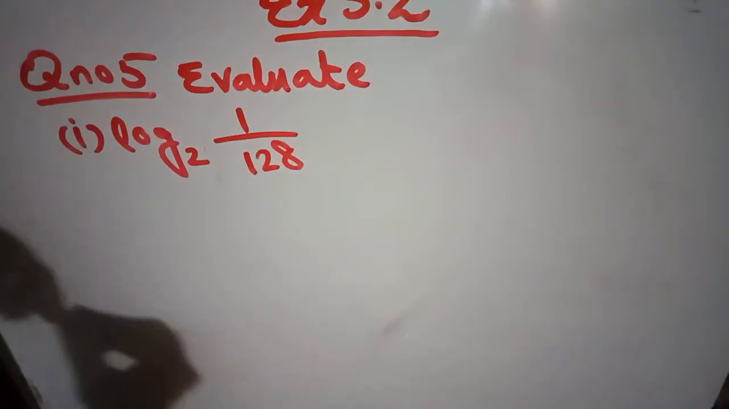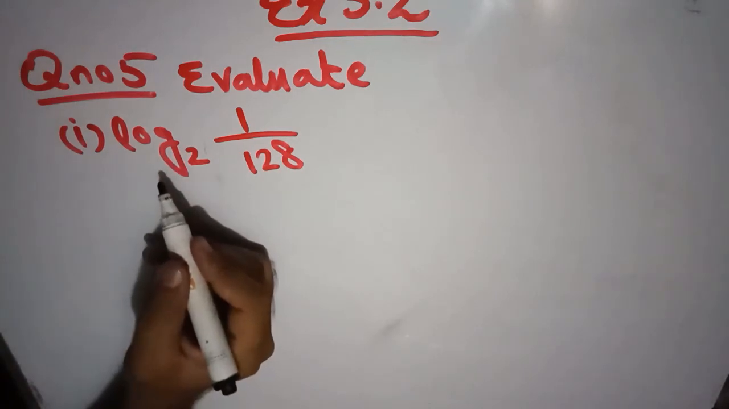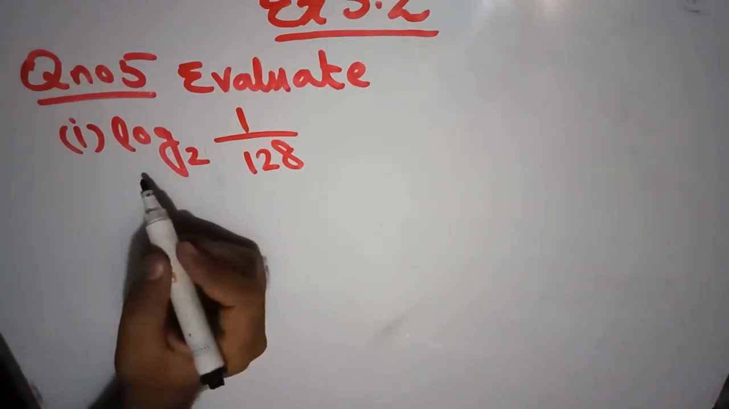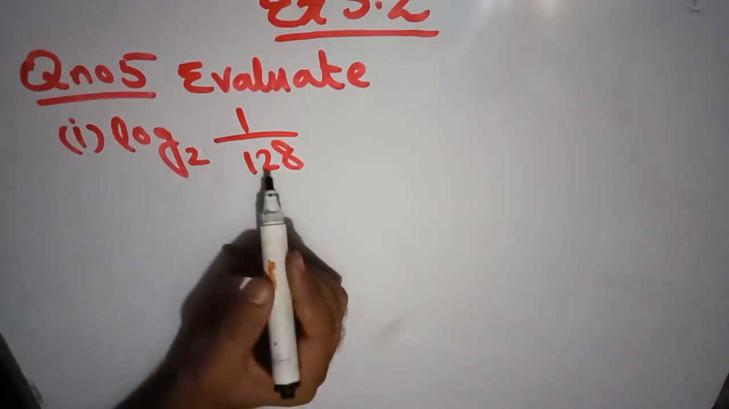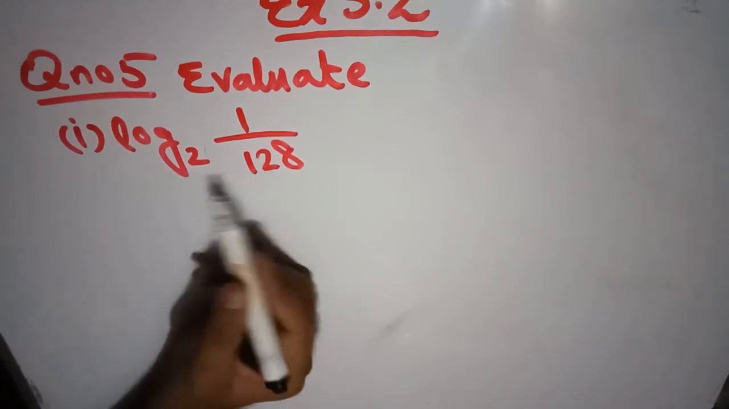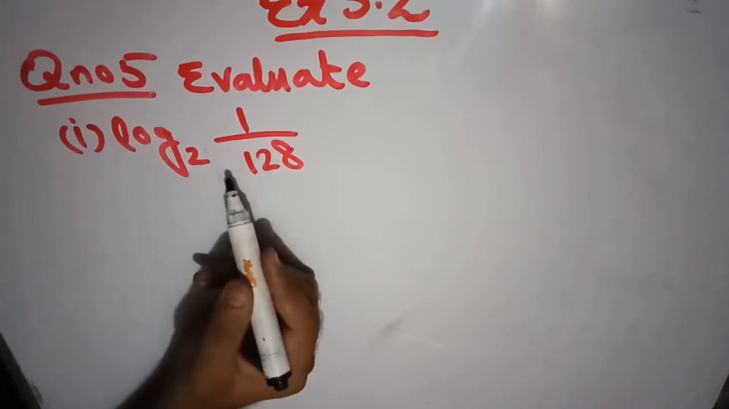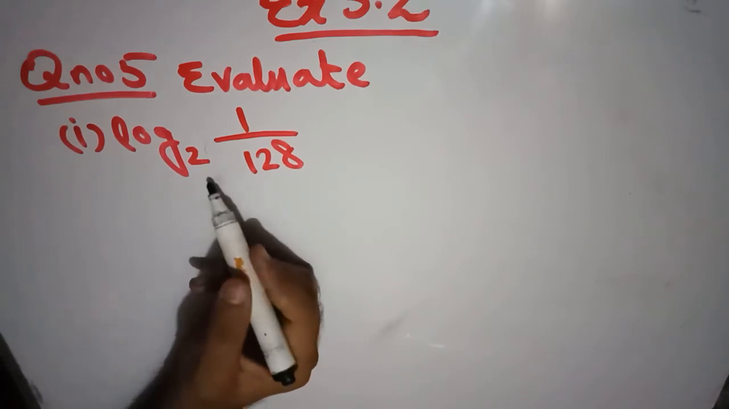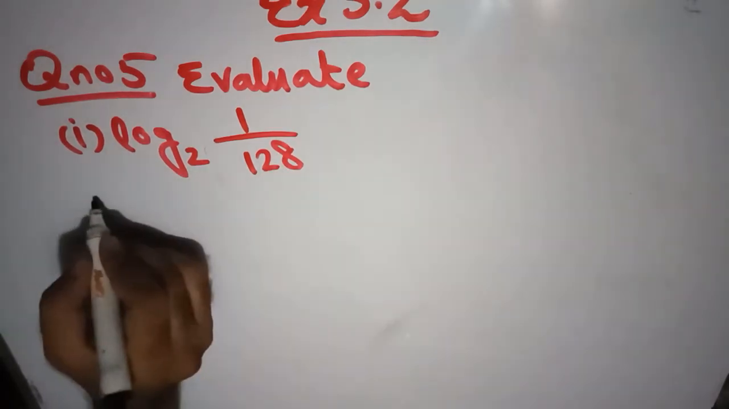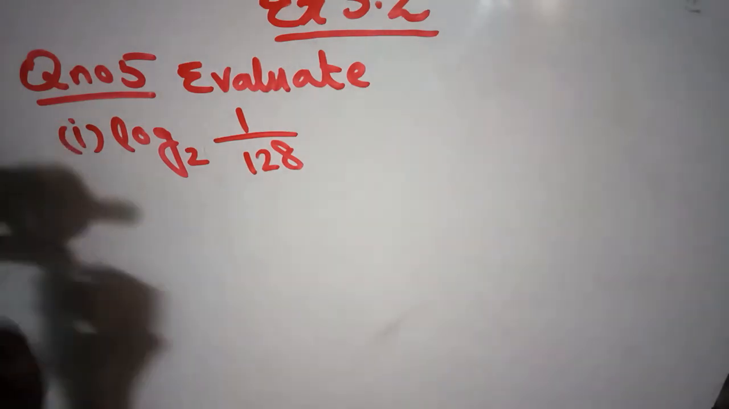Okay, let's do question number 5. That is evaluate. The first part is log base 2 of 1 over 128. To solve this question, to evaluate this, we have to put it equal to some unknown variable, like I am mentioning it in the solution.